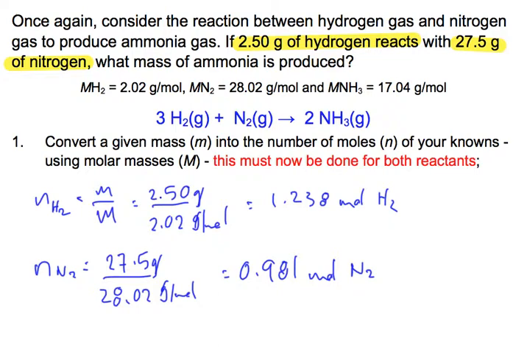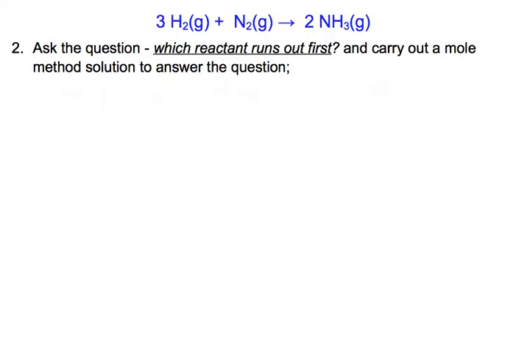The next step, as I said, now we have to determine which one of these runs out first. And so again, here's our equation. Which one's going to run out first? Well, remember what we have, moles of both. And so we ask the question, just like the bike question. The question is, which one of these runs out first? So I'm going to pick one. I'm going to pick nitrogen. Let's say I want to see how much hydrogen I need to react with all of my nitrogen.